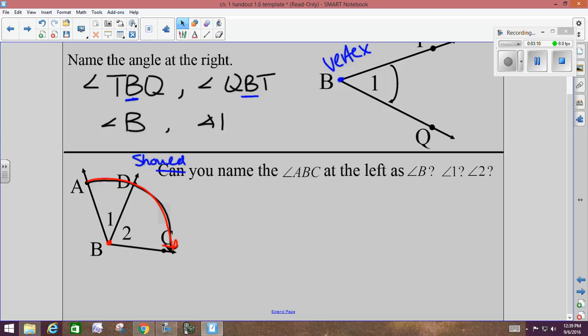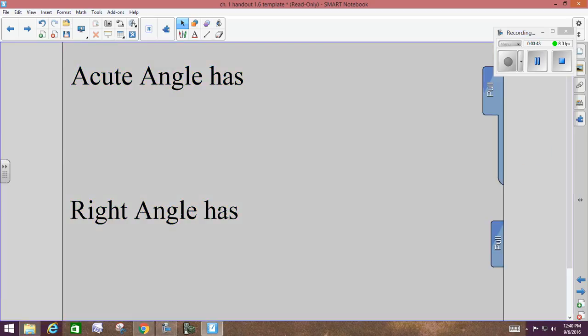So when I say aloud angle B, Julia, what angle do you think I'm thinking of? Dang it, I was. What about now? Which one when I say angle B? Nope, angle ABC, the big one. Did you see how I said 3 on that? Okay, thanks. When you only have 1 angle at the vertex, like right here, then you can use 1 letter. But if you have more than 1 angle at a vertex, then you have to use 3. Capiche? Awesome. This should be a review.